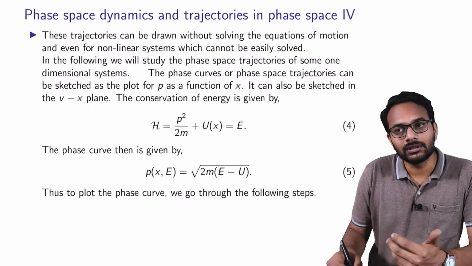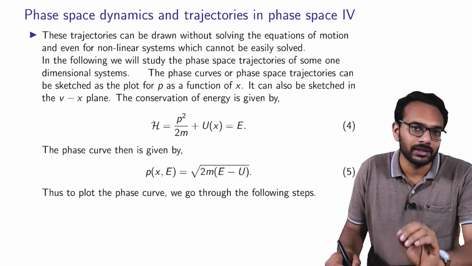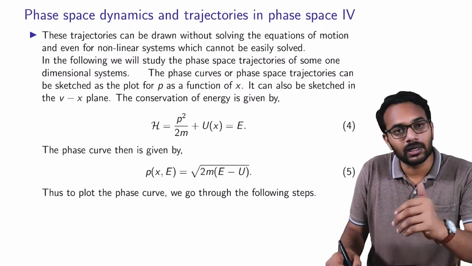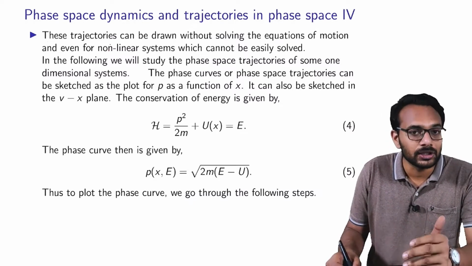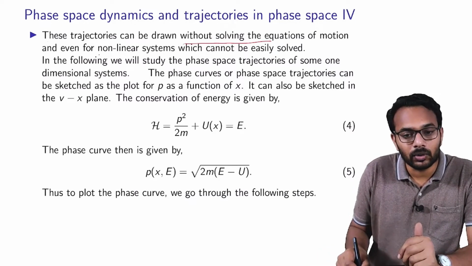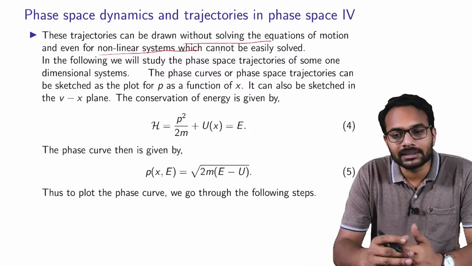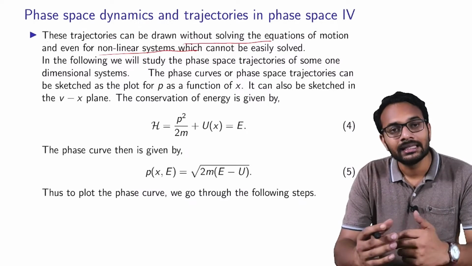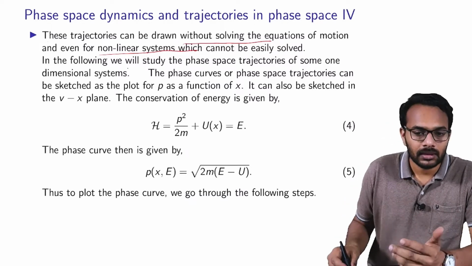All right, there are systems which cannot be solved, but still we can draw the qualitative behavior by obtaining the phase space trajectories. How the representative point will trace out a trajectory in phase space can be drawn without solving the equations of motion. Even for non-linear systems which cannot be easily solved, some problems can simply not be solved, but we can gain a lot of information about their behavior just by plotting the phase space trajectories. That's why this is important.